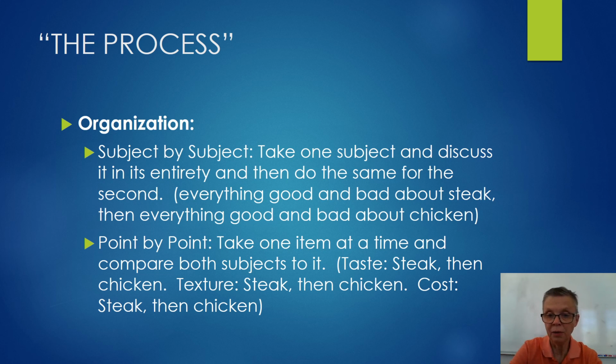Taste. Talk about how steak tastes. Then talk about how chicken tastes. Texture. Talk about the texture of steak. Then the texture of chicken. Cost. How expensive is steak? How expensive is chicken? So either do each subject in its entirety one at a time, or take each point that you want to cover one at a time and compare both subjects under each point.